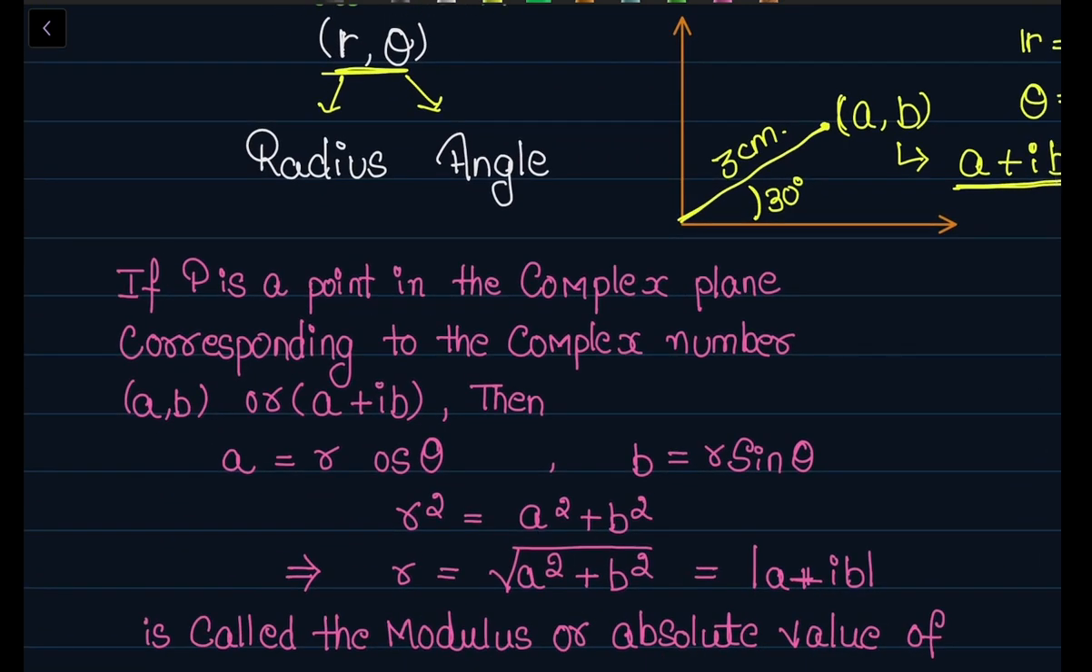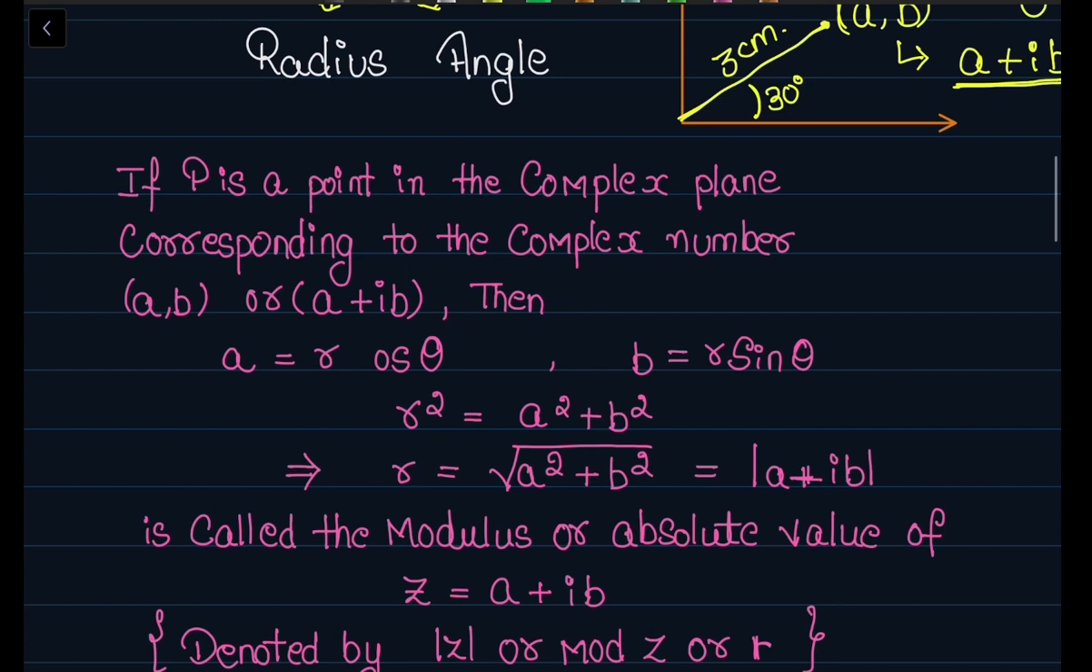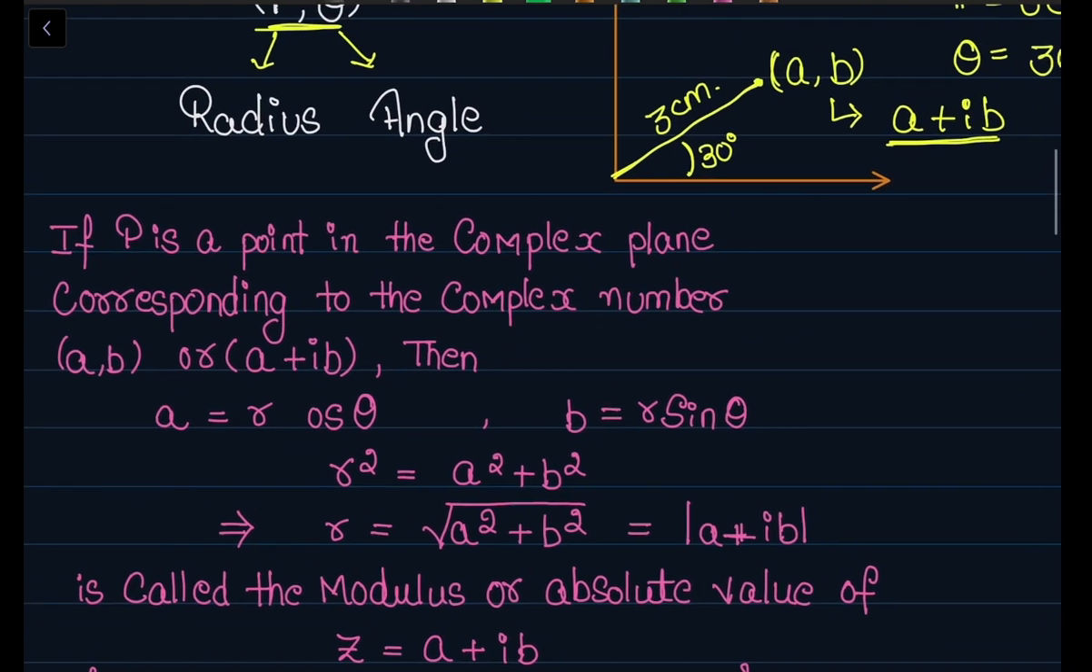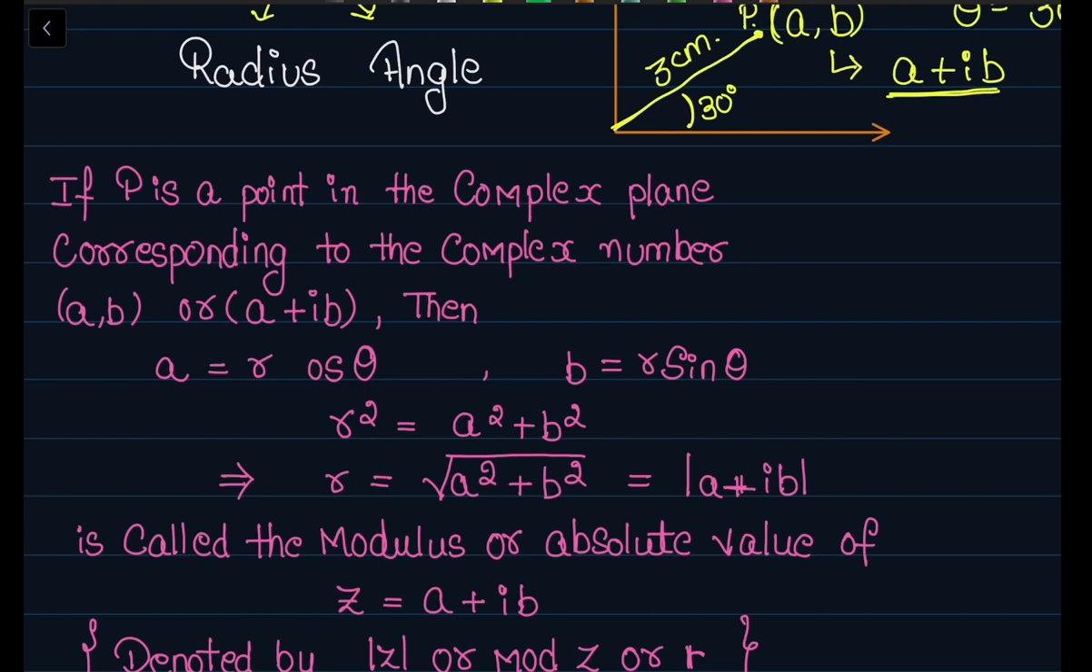If P is the point in a complex plane corresponding to the complex number a, b, suppose this is your P point, whose coordinates I have given you as a and b, and I can also write this as a plus iota b, because this is my complex number. Now what you have to understand: the real part, that is a, in the polar form is equal to r cos theta, and your b, that is the imaginary part, is equal to r sin theta. These are the 2 points which you have to remember always in the polar form.